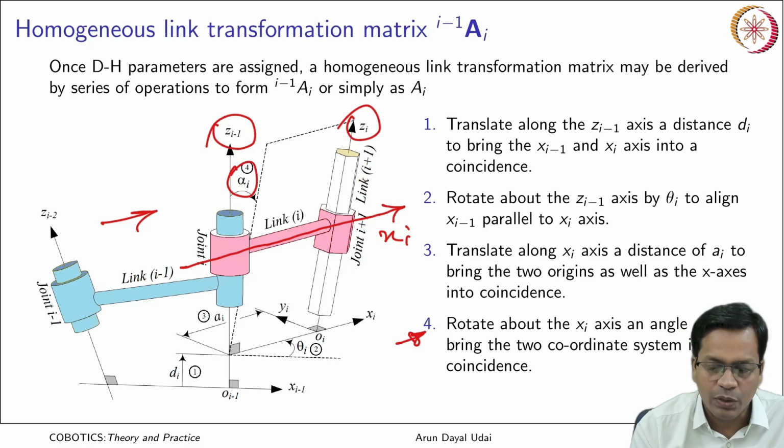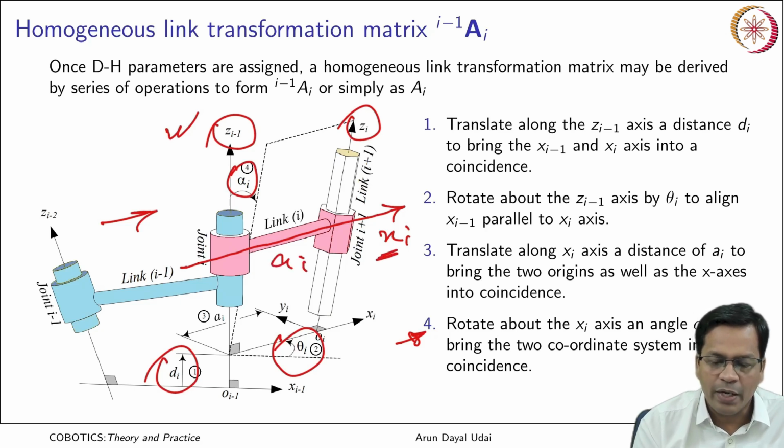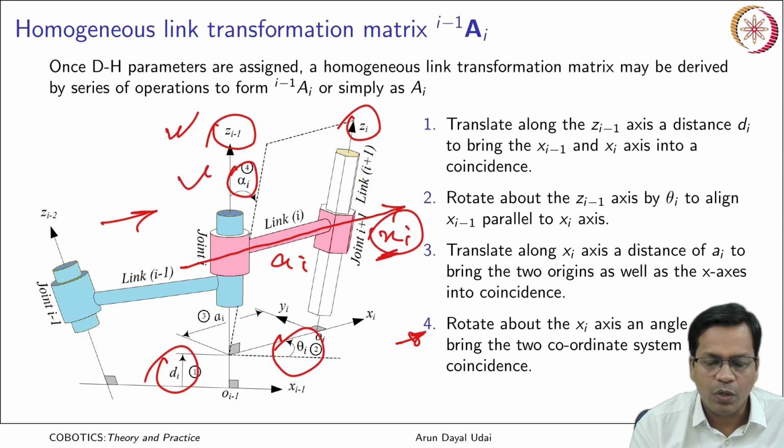Let me summarize. The first one is displacement along the zi minus 1 axis by a distance di. The second one is rotation about the zi minus 1 axis by an angle theta. The third one is displacement along the xi axis by a distance ai. The final one is rotation about the xi axis by an angle alpha i. 4 are there.